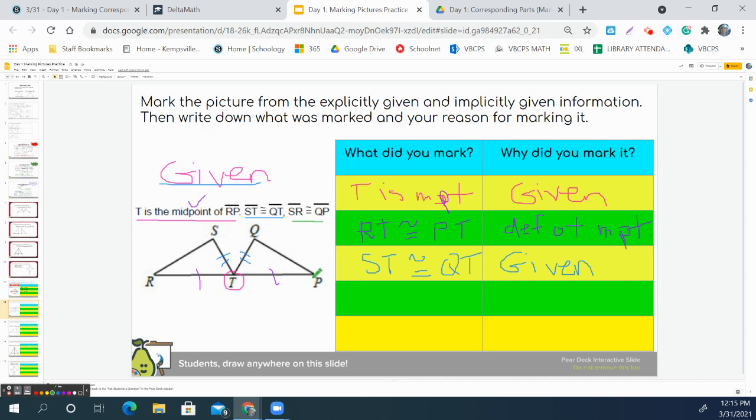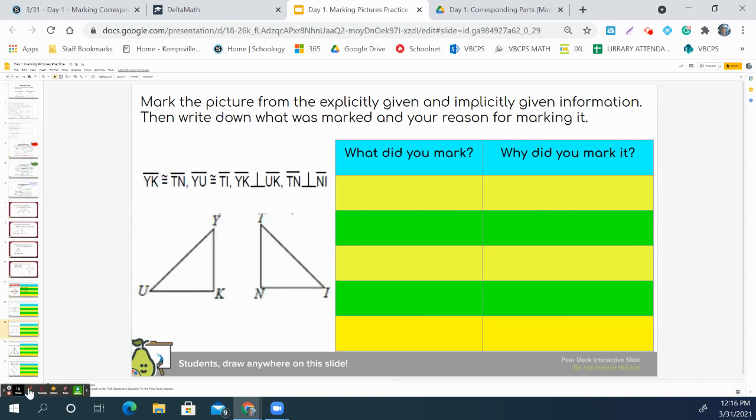What about SR and QP? So I'm going to mark that with three tick marks because I already have a one tick mark and a two tick mark. SR is congruent to QP. Why? Because it's given. And then what do I have marked in this triangle over here? Side, side, side. That is what is marked. Yes? No? Maybe so? Easy, right? Yeah, it's easy.